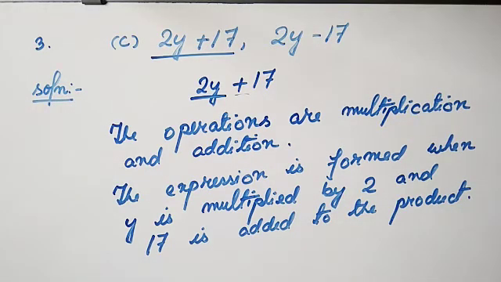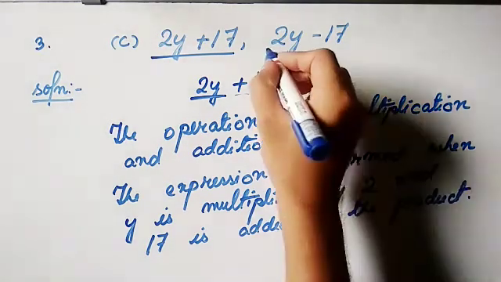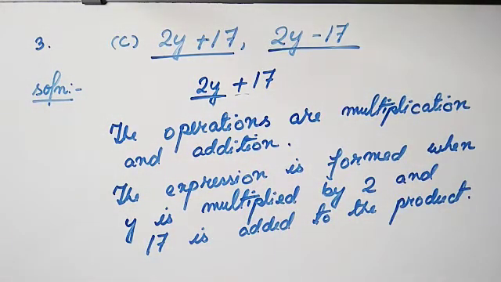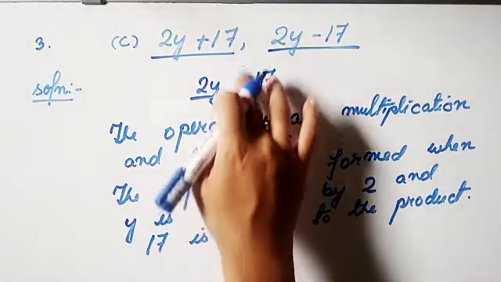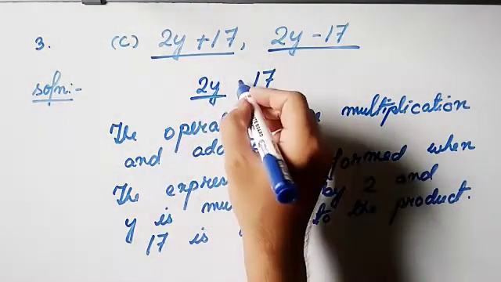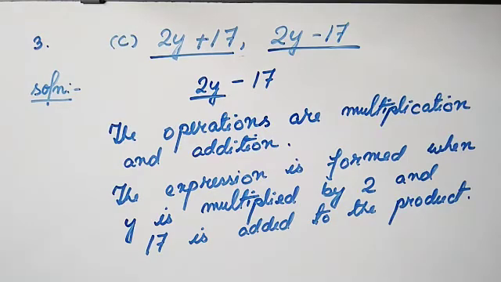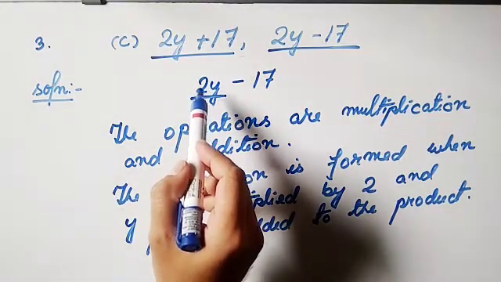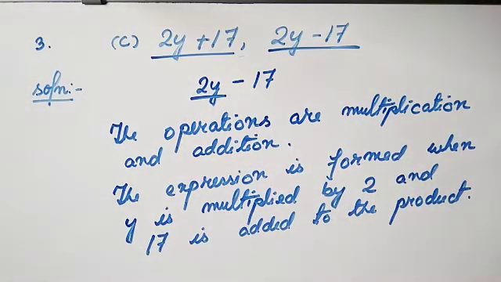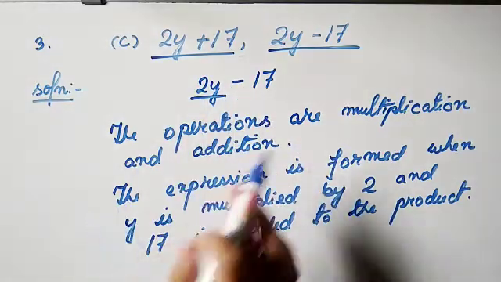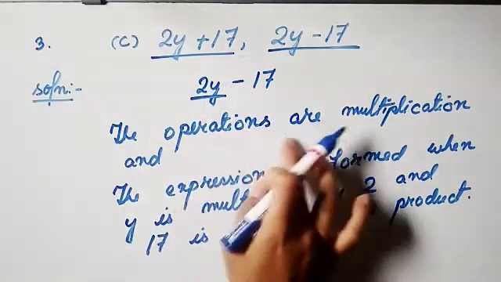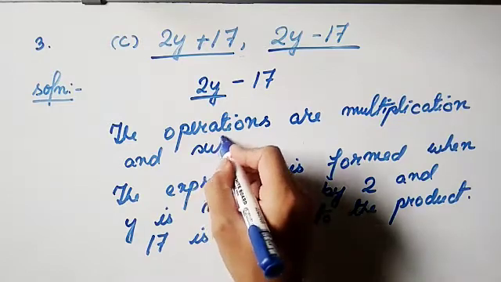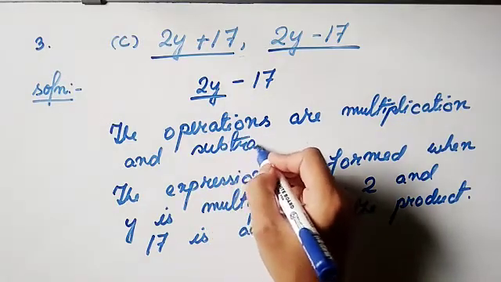Okay, so this is the answer for the first expression. Next, we have one more expression, that is 2y minus 17. So instead of this plus, here they have written minus 17. The first operation will be the same, multiplication. Instead of addition, here they have written a minus sign, so this will be subtraction. Understood, student? Subtraction.